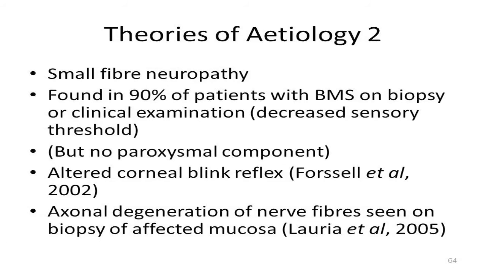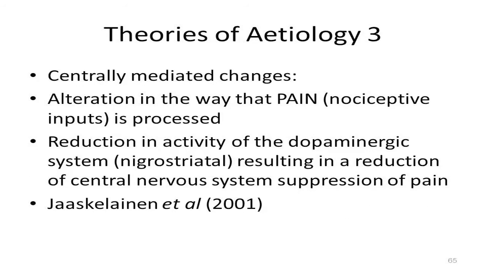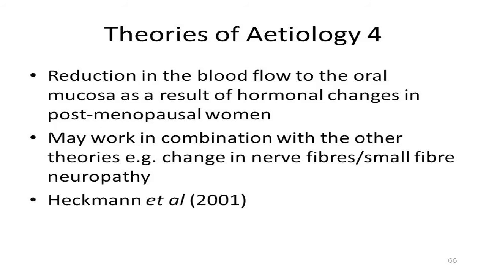Second theory is a simple one. It's a genuine neuropathy, a small fibre neuropathic process, and I think that's certainly part of it. Third theory is a more centrally mediated change. Not quite sure about that. Theory four, I think, is related to the change in the sensory fibres within the oral mucosa. And this is why I think we see it predominantly in women around the age of 50. There are some nice studies done on this, where there is a catastrophic change in the thickness of the oral mucosa because of the reduction in blood supply postmenopausal.